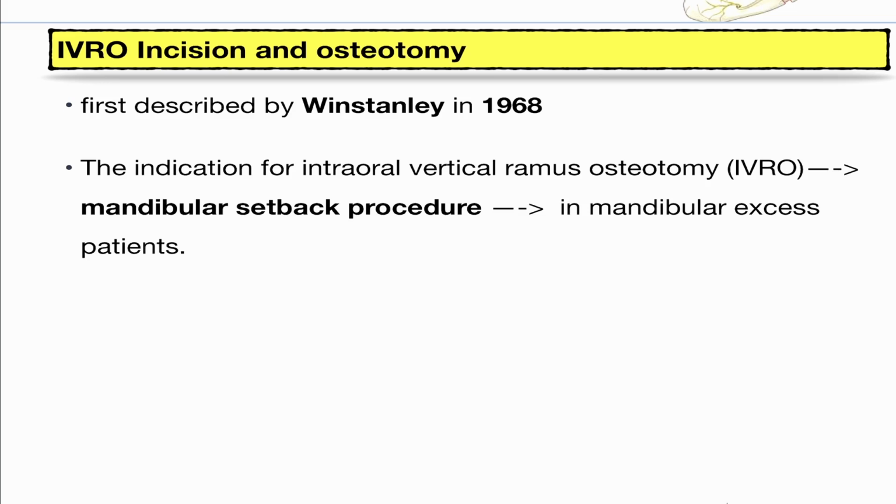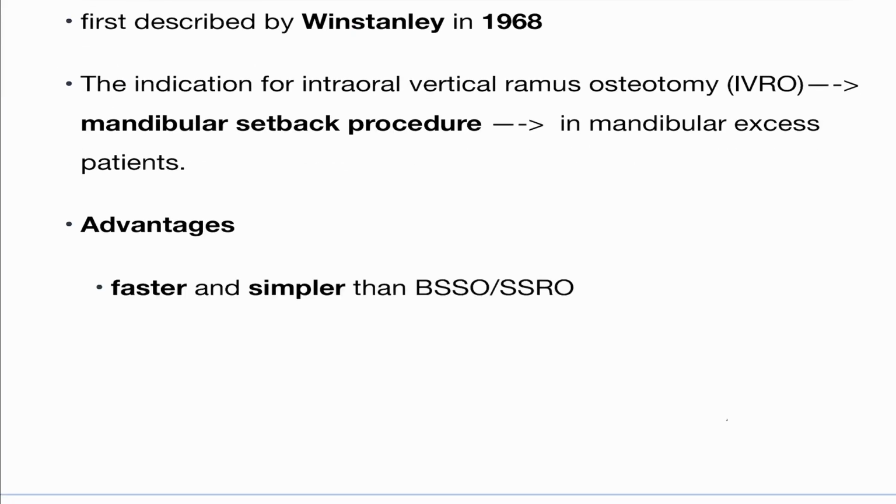Now, we'll come to more indications later on, but more importantly, what is the advantage of using IVRO over BSSO? This is very important to understand. Though BSSO is a very versatile technique, there are some disadvantages compared to IVRO. IVRO has got its own problems, I'll discuss later on, but let's understand the advantages. The main thing is it is a faster and simpler procedure than BSSO, bilateral sagittal split osteotomy, or you can call it by another name, SSRO, sagittal split ramus osteotomy.